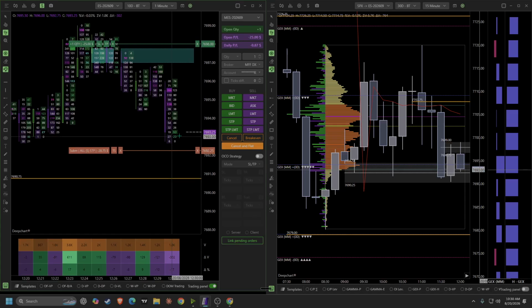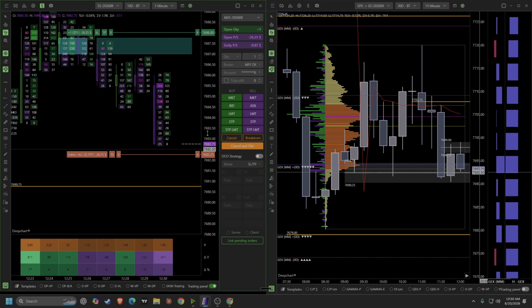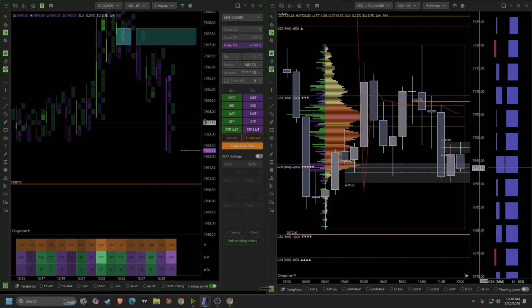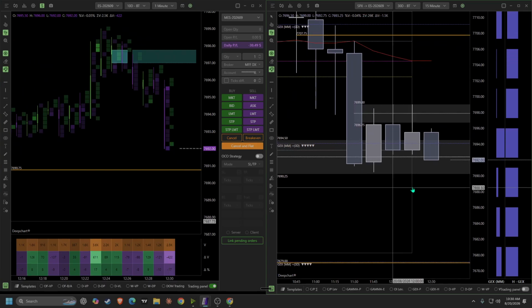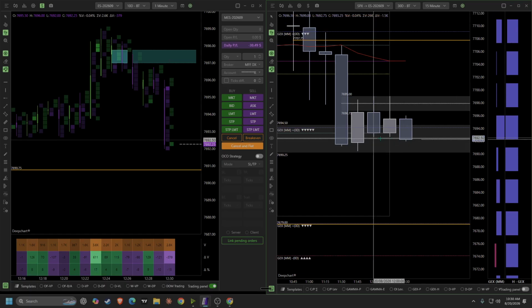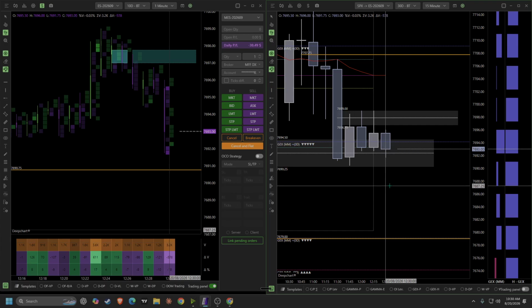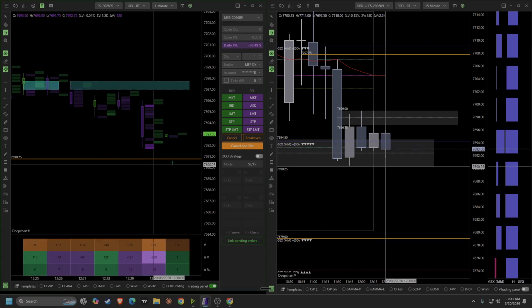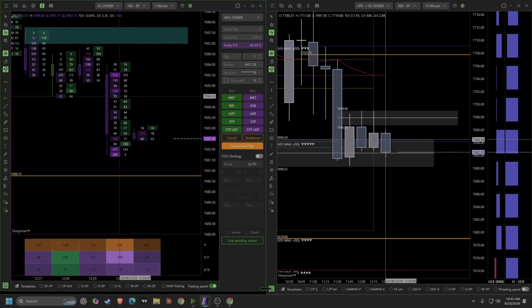Okay, so now sellers are in control. They're pushing down. They push through this level. We could get stopped out. It's fine. We're going to take the L. And we do get stopped out. So we take a $30 hit. And now, interestingly enough, we broke through this resistance and the GEX level. And it's looking a little bit more bearish for the short term.